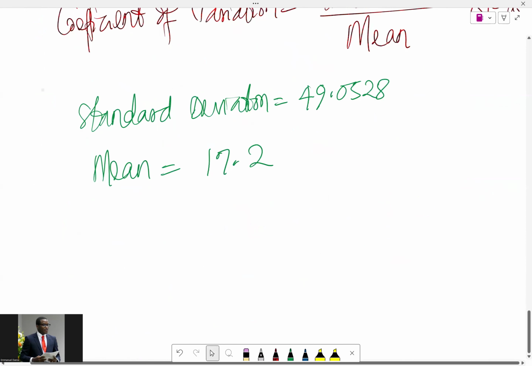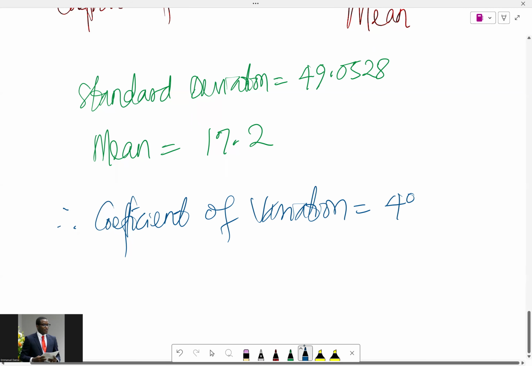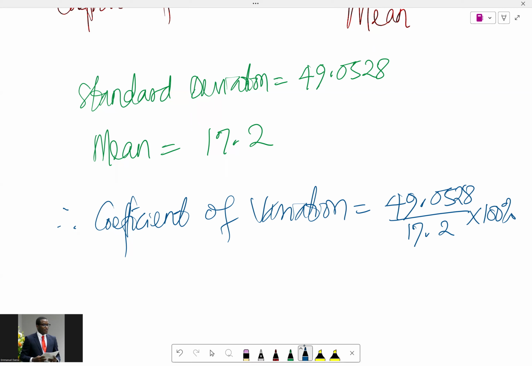So you can say, therefore, the coefficient of variation is equal to the standard deviation, that's 49.0528, divided by 17.2 times 100%. Okay, so this is a big one. The value is out of this world, so to speak. Okay, that is 49.0528 divided by 17.2.